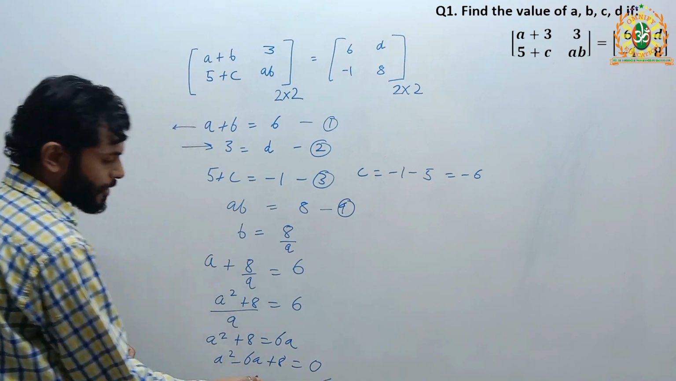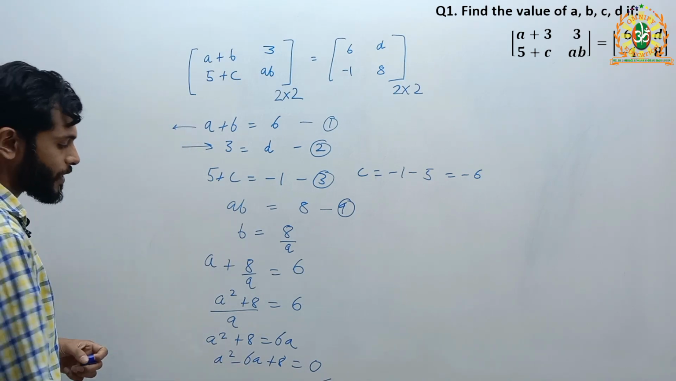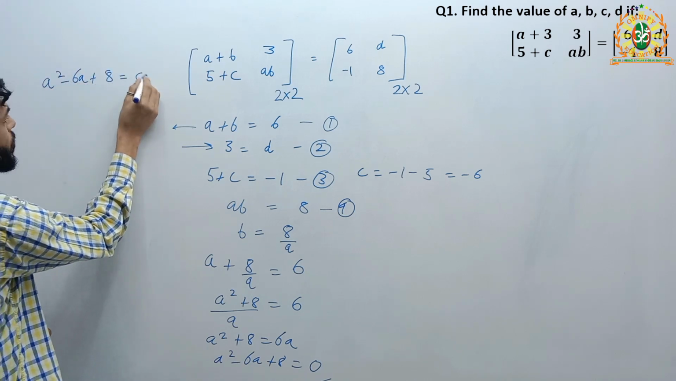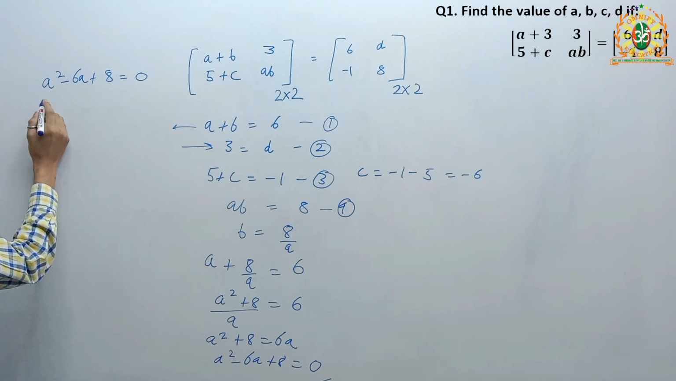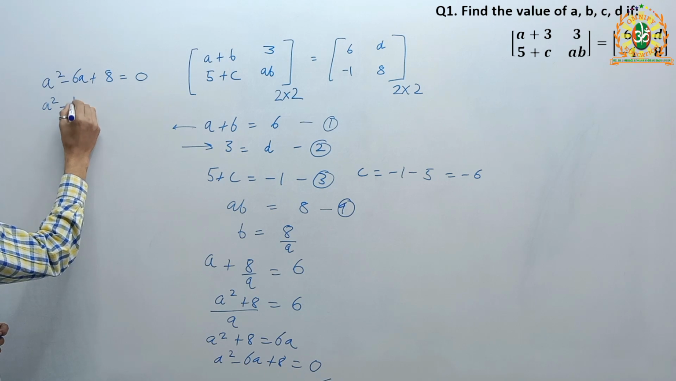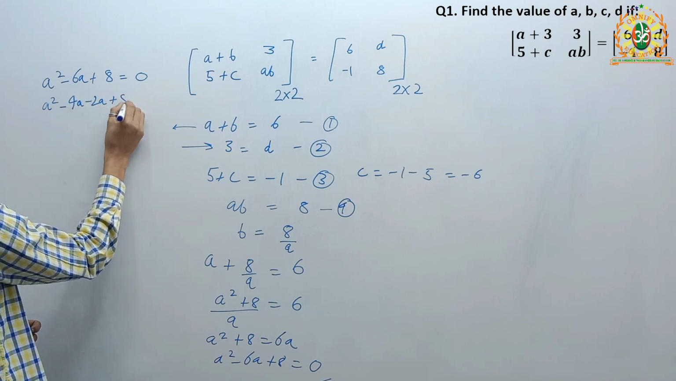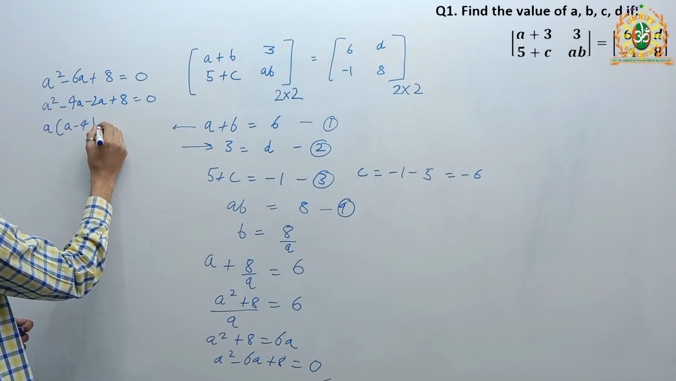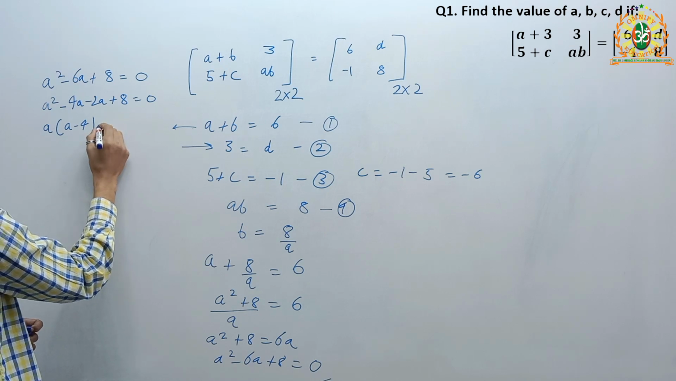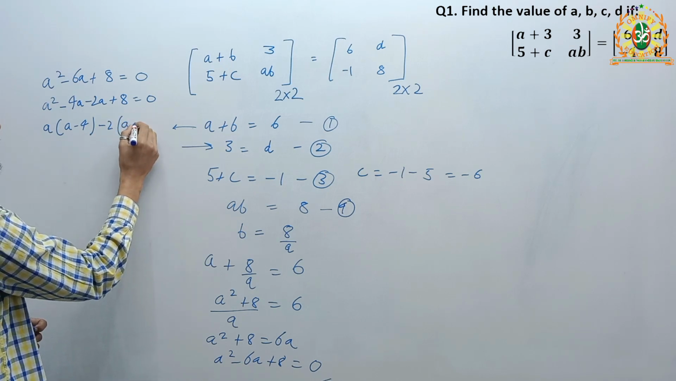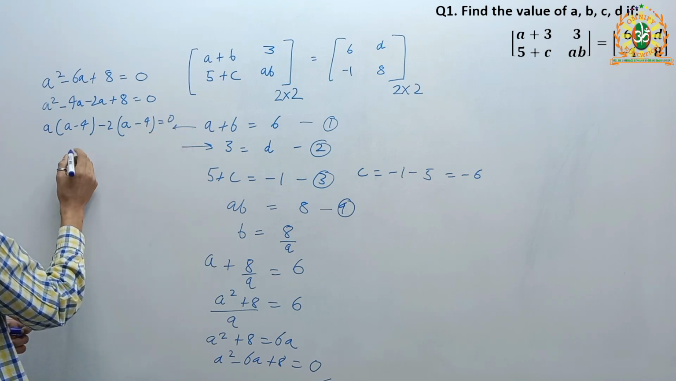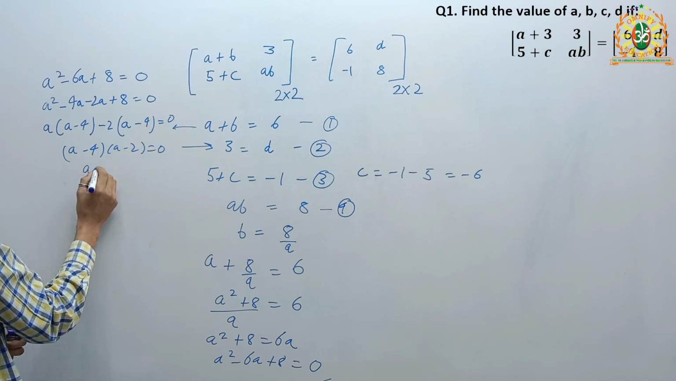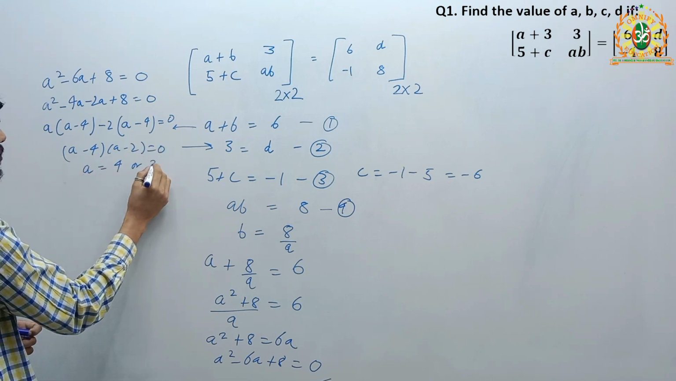Now we have achieved a quadratic equation, and we have to solve it to get the value of a. So a square minus 6a plus 8 is equal to 0. On factorization of the middle term, we get a square minus 4a minus 2a plus 8 is equal to 0. Taking out common factors, a minus 4 and, taking out common here minus 2, we get a minus 4 equal to 0. Hence the factors are a minus 4 and a minus 2 equal to 0. So you get your answer as a is equal to 4 or 2.